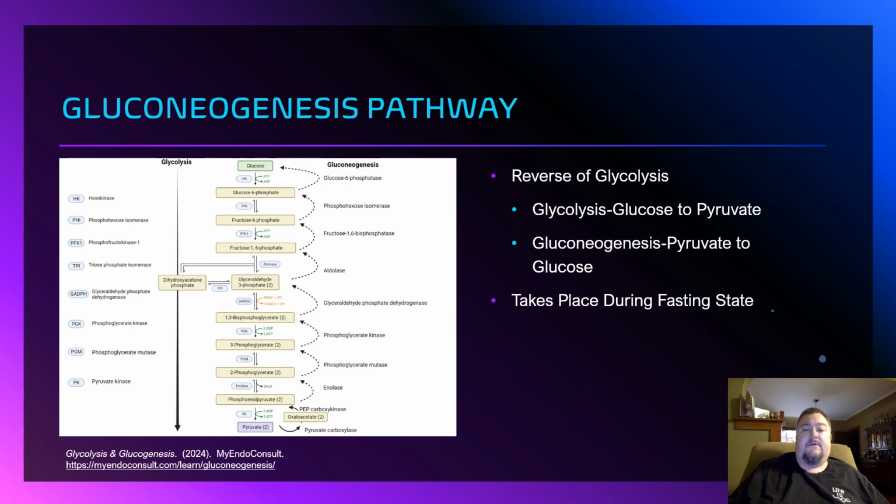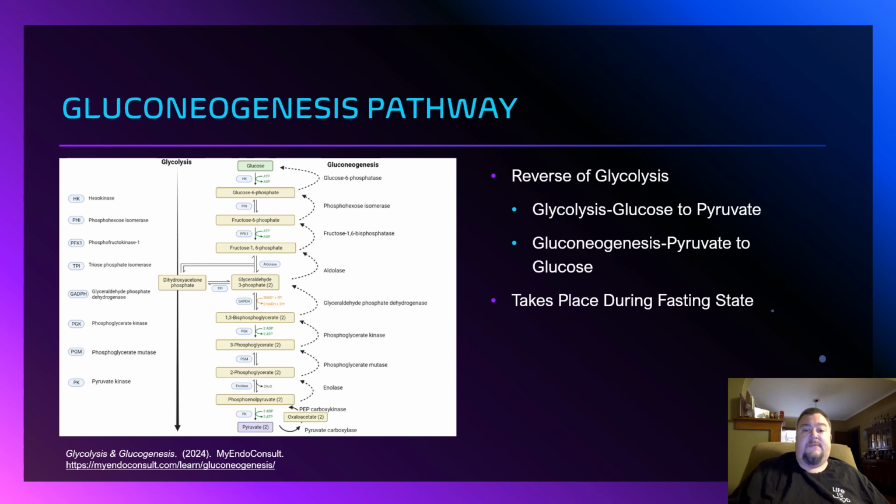Malate can then cross the mitochondrial membrane into the cytoplasm, where it is converted back into oxaloacetate with another malate dehydrogenase. Lastly, oxaloacetate is converted into PEP via PEP carboxykinase. The next several steps are exactly the same as glycolysis, only the process is in reverse.